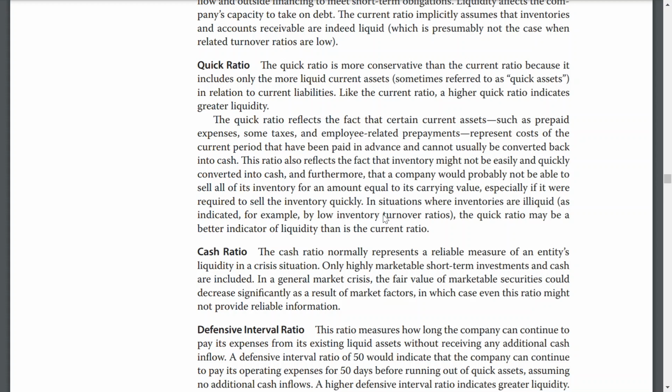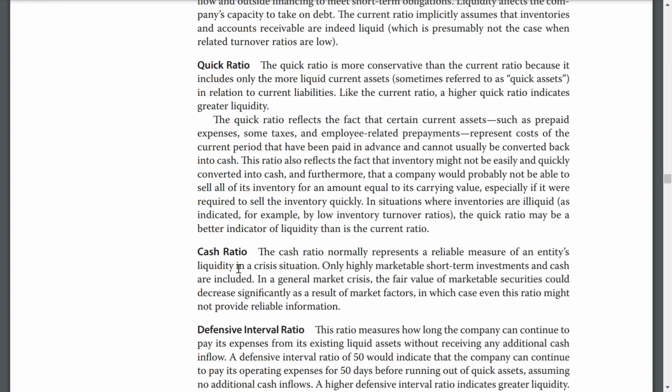In situations where inventories are not liquid, the quick ratio may be a better indicator of liquidity than the current ratio. The cash ratio normally represents a reliable measure of an entity's liquidity in crisis situations. Highly marketable short-term investments are included in the cash ratio under general market conditions. In a general market crisis, the fair value of marketable securities could decrease significantly as a result of market factors, in which case even the cash ratio might not provide reliable information.